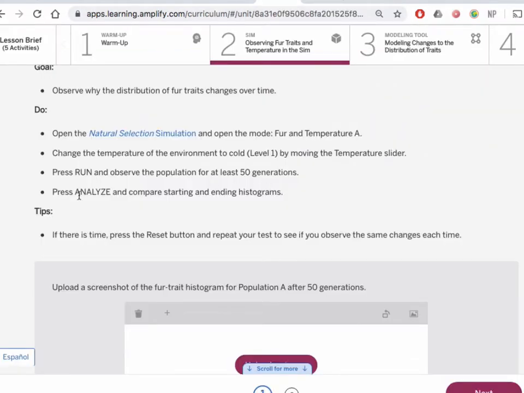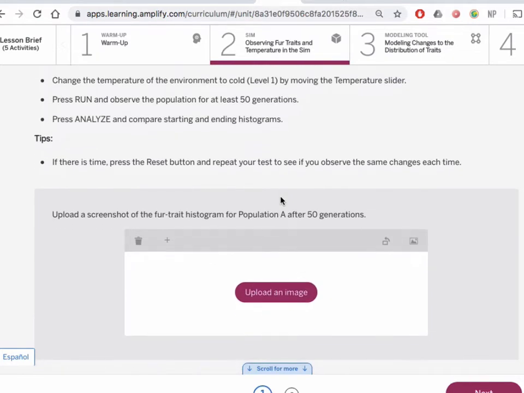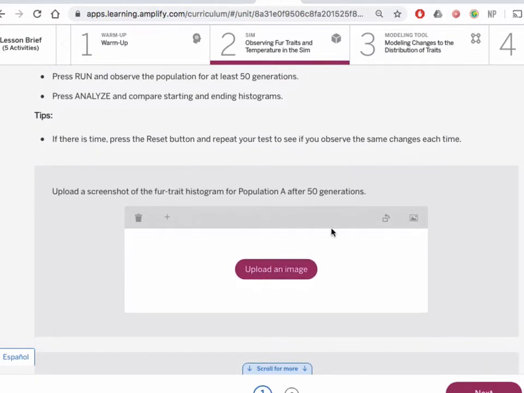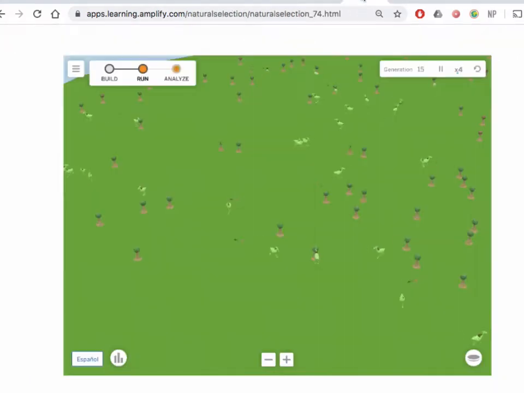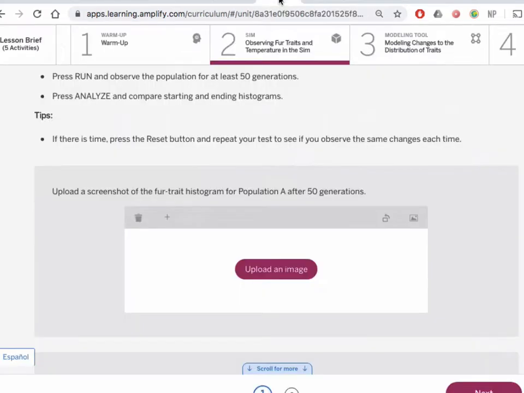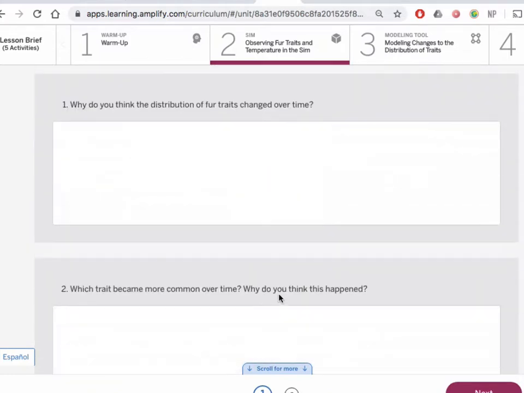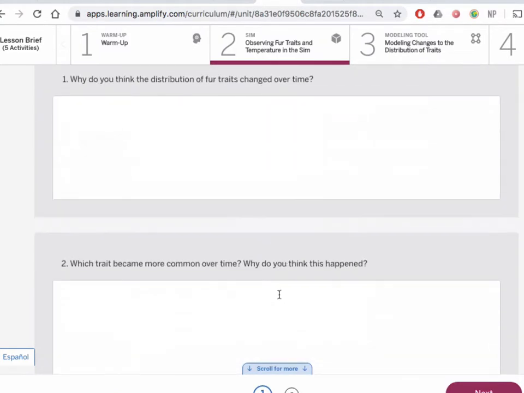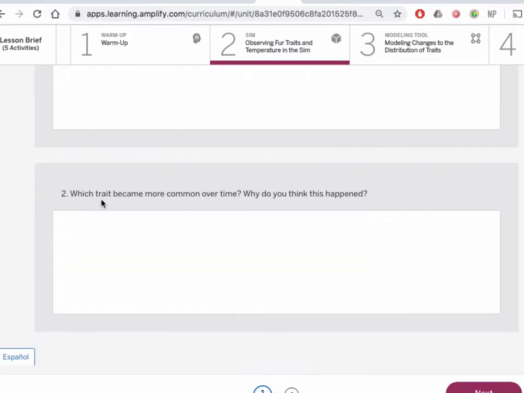Okay, when you're done, you're going to click Analyze. And you're going to have some histograms. Please upload your histogram to Amplify. Let's see, we're only on generation 16 here. And then there's 2 questions here after you upload. Why do you think the distribution of fur traits changed over time? And which trait became more common over time?